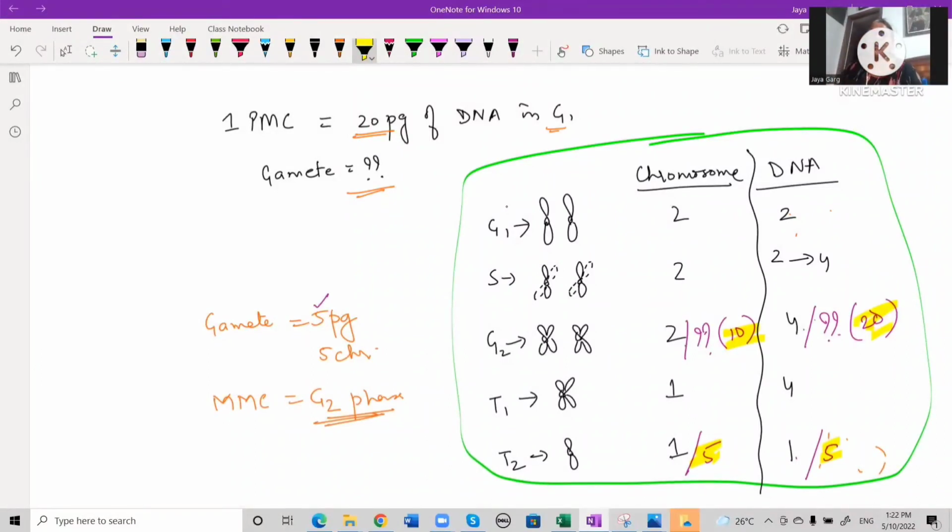Now, one meiosis uses how many spindle apparatus? 3 spindle apparatus. That I have shown you from the diagram. I think the topic is clear to you.